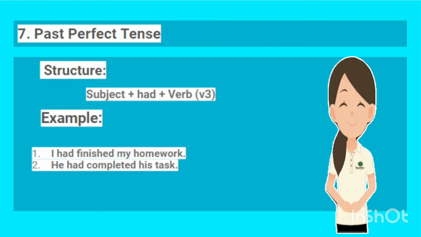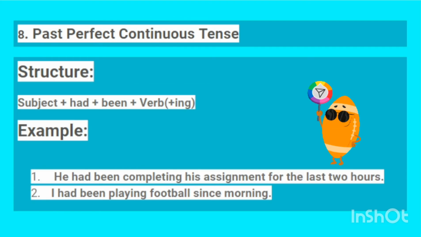Now I will discuss the past perfect tense. This type of tense is used to describe an event in the past that has been completed. The structure of this tense is subject, had, third form of verb, and then object. For example, I had finished my homework. He had completed his task.